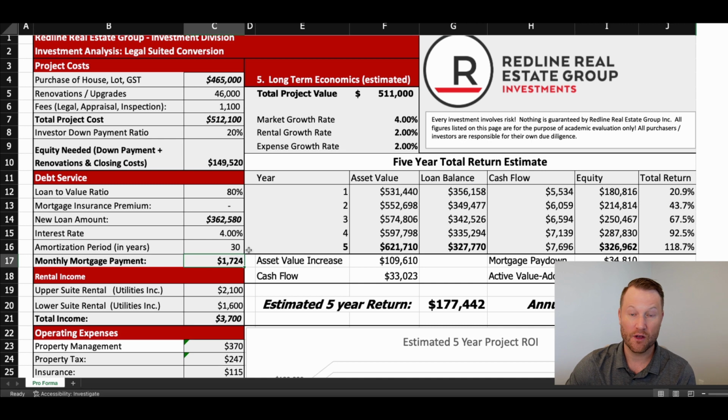Now, make sure though, if you're using a bank's mortgage calculator, that it's a Canadian bank, okay? Because Canadian mortgages are different than the ones in the US. In Canada, the interest is computed semi-annually, not in advance.